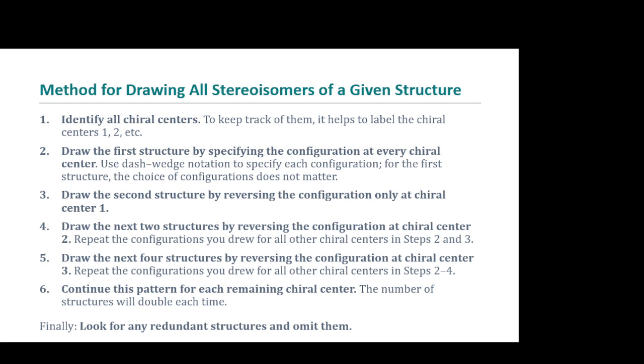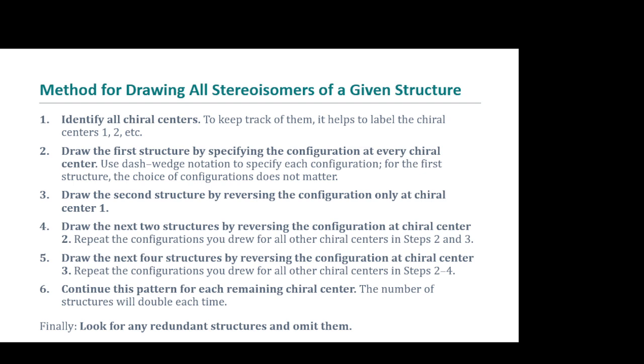Okay, so let's go ahead and go through the method for doing this. We identify all chiral centers and keep track of them. It's going to help us to label the chiral centers 1, 2, and 3, so we can go, we're changing 1 now, we're changing 2 now, we're changing 3 now. Or keep track of them in some way so you can figure out, I changed 1 and 2, I didn't change 3. Draw the first structure by specifying the configuration at each chiral center. We can use a dash wedge notation to specify each configuration. For the first structure, the choice of configurations doesn't really matter.